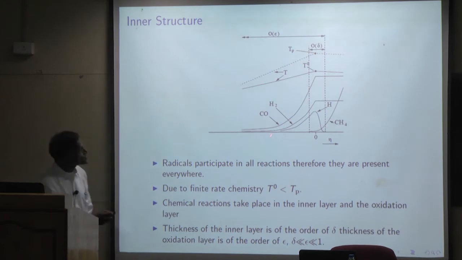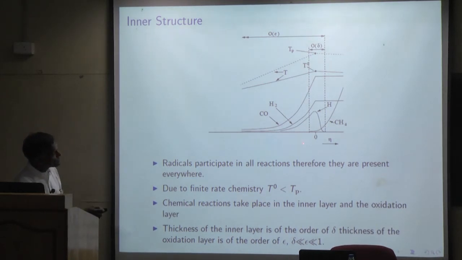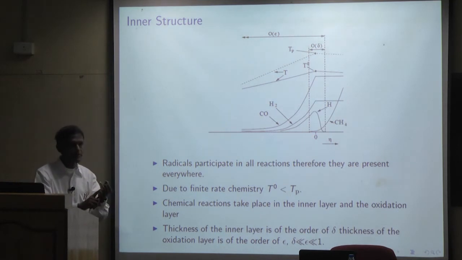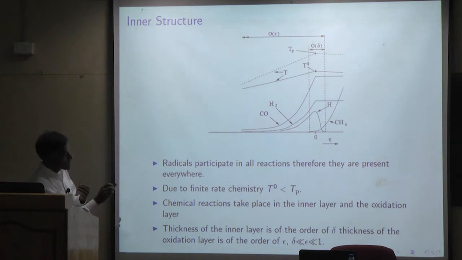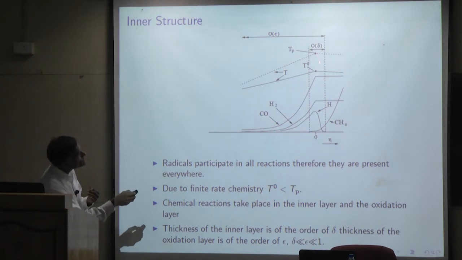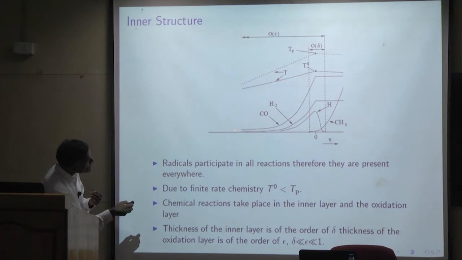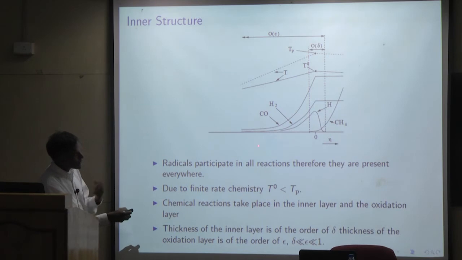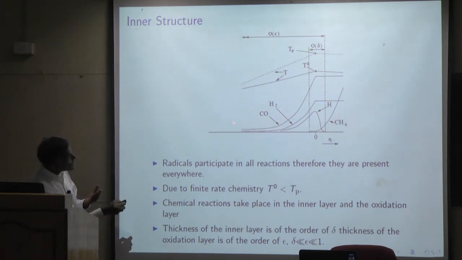Now, this is the inner structure, the reaction zone structure, and you can see that the reaction zone is made up of two layers. This is the inner layer, which is of order delta, and we saw yesterday that in the inner layer, the fuel-specific reaction, which is CH4 plus H, and the chain-branching reactions take place. Those are the only two reactions that take place in this layer. And there's this oxidation layer where the other reactions take place, here in this reaction, H2 and oxide.